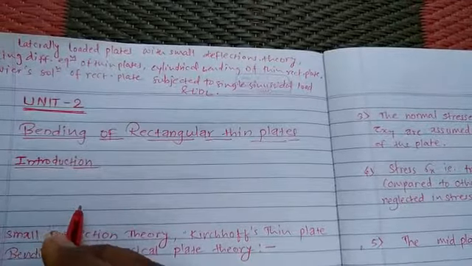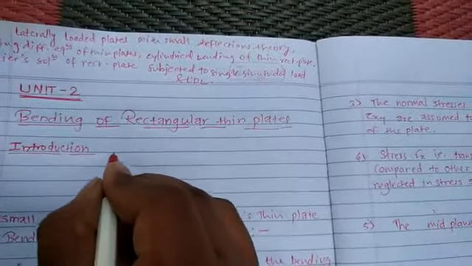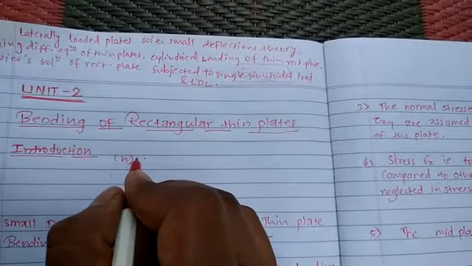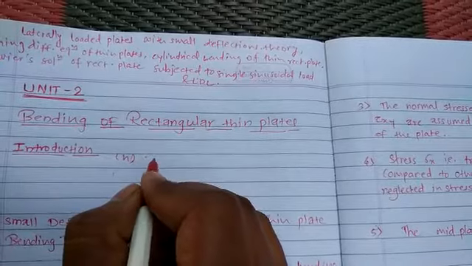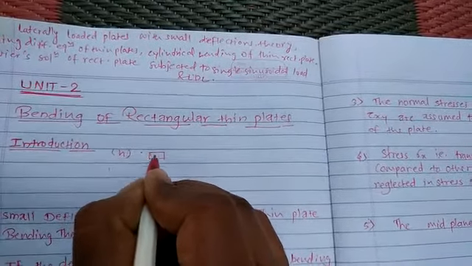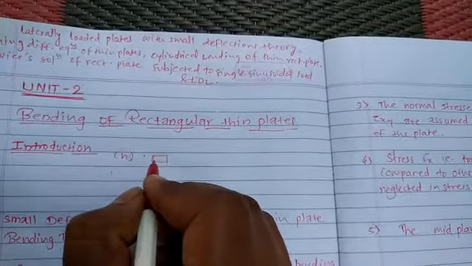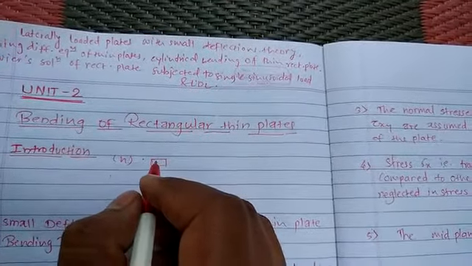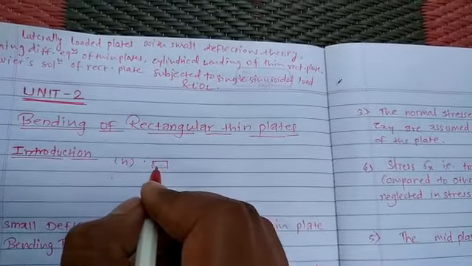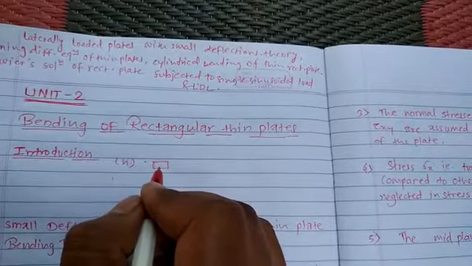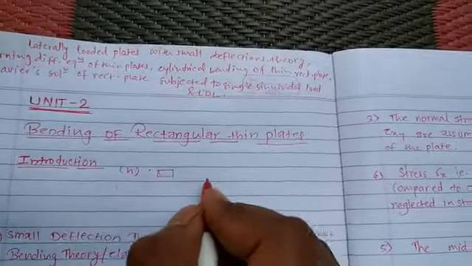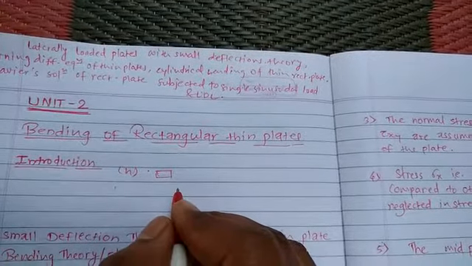The thickness of plate is denoted by H, and is measured in the direction normal to the middle plane. So if suppose this is the plate thickness, it is measured in this direction. The flexural property of plates largely depends upon the thickness of plate rather than its two dimensions, that is length and width. Plate is subjected to moment and forces.